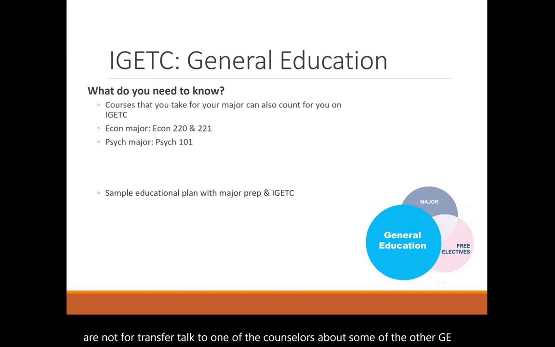Courses that you take for your major can also count for you on the general education. This is where you want to pay attention early so that you don't take additional classes that you might not have needed. For example, an economics major, you're going to take micro and macroeconomics. These are courses required for your major. They're also going to count for you in area 4 of the general education. So you can have these things count in both areas. As a psych major, you're going to take Introduction to Psychology. This course is a major class, but can also count for you in the general education.